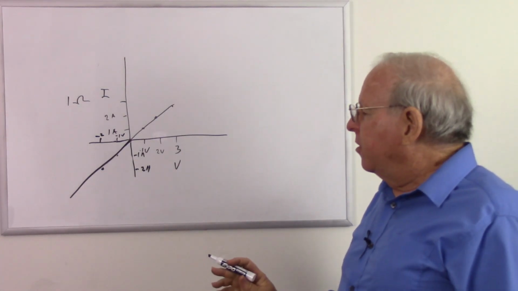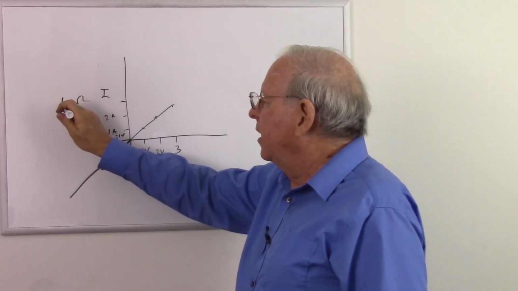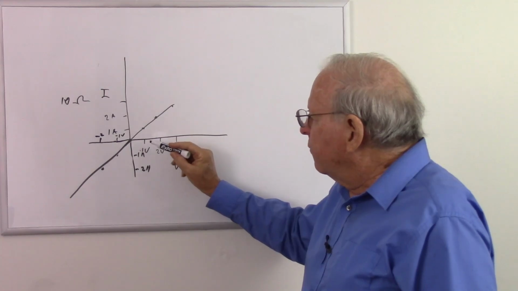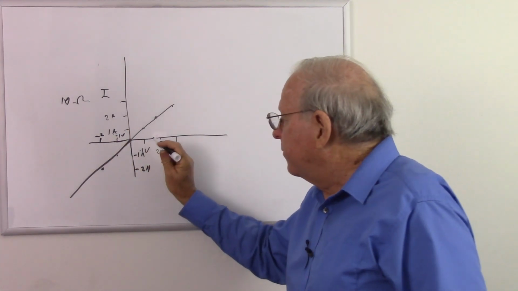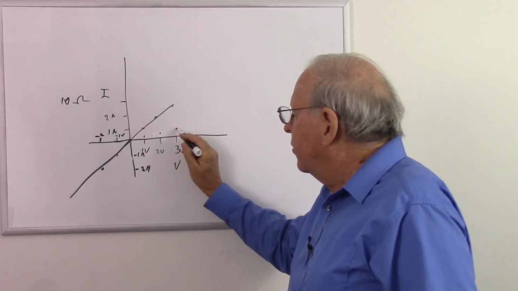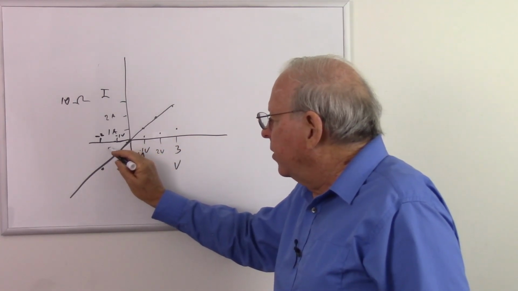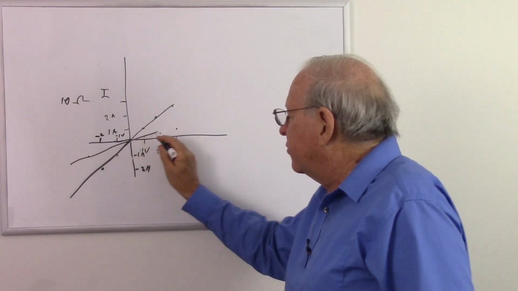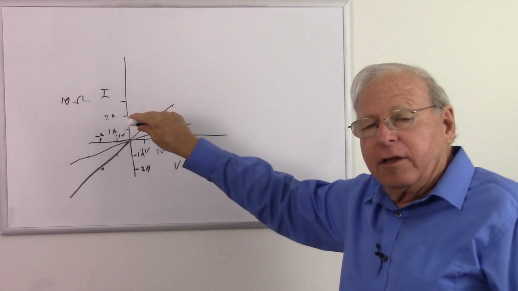Now if I increase my resistance, let's make this 10 ohms. Now if I go to negative 1 volt, I'm only going to get 1/10 of an amp, so I'm going to be way down here. And so if I increase the resistance, my line is going to lay down this way. So higher resistance is going to tilt my line clockwise.